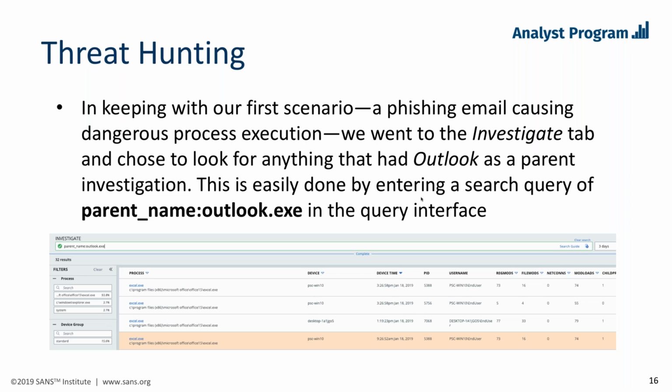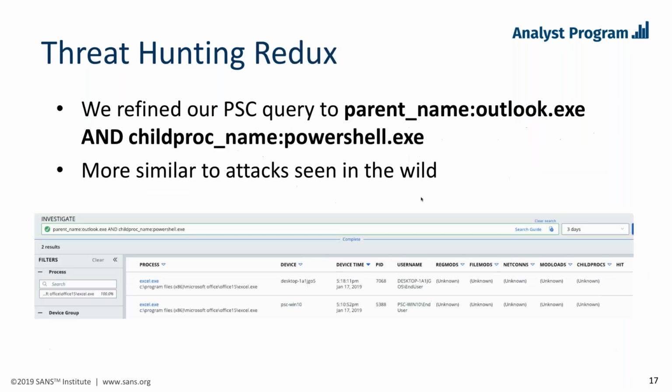And so this was pretty easy. We had a search query of, as you can see here, the parent name is Outlook EXE. And that alone was sort of useful and immediately broke down some of the things that were showing up in the environment. But we went even further than that and amended the query to not only have the parent name of Outlook, but we wanted to see a child process name that was PowerShell EXE. And this actually got us real close to finding those exact specific attack scenarios.